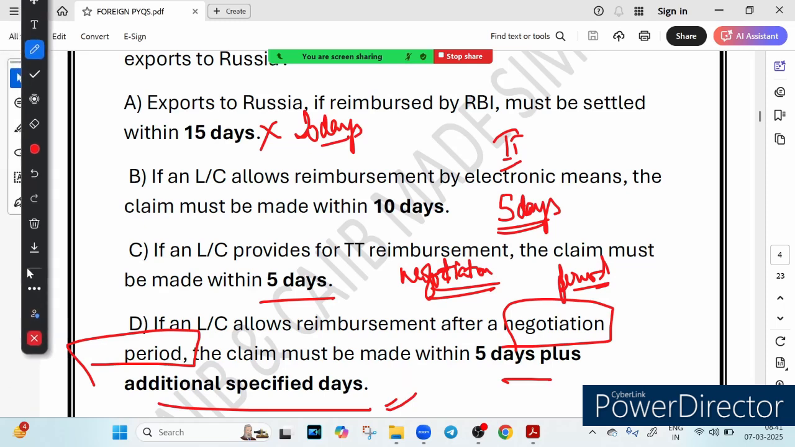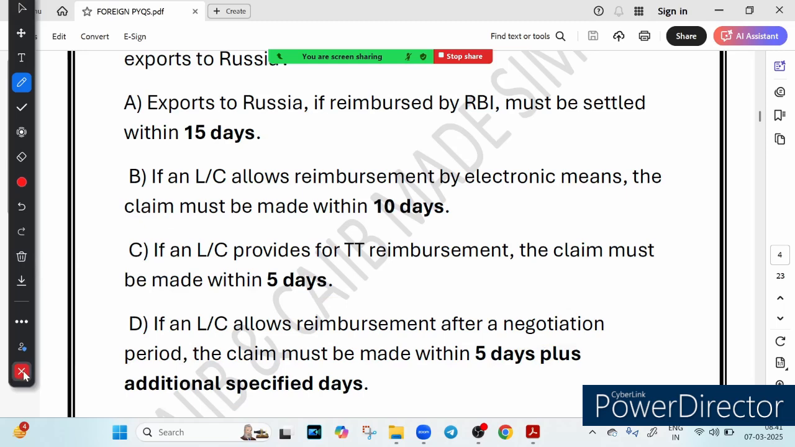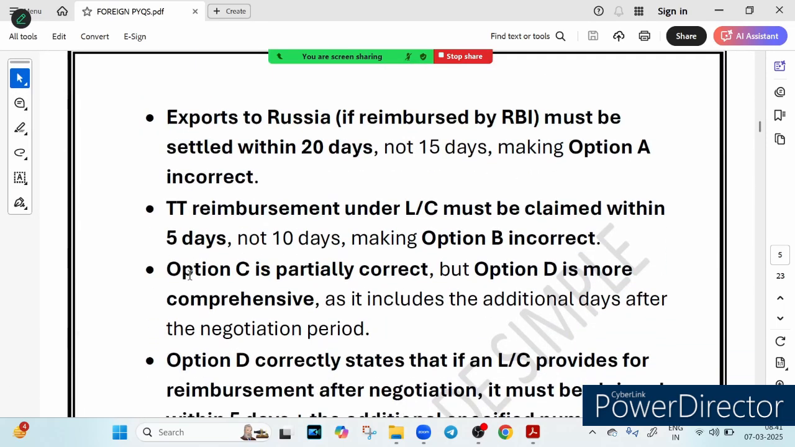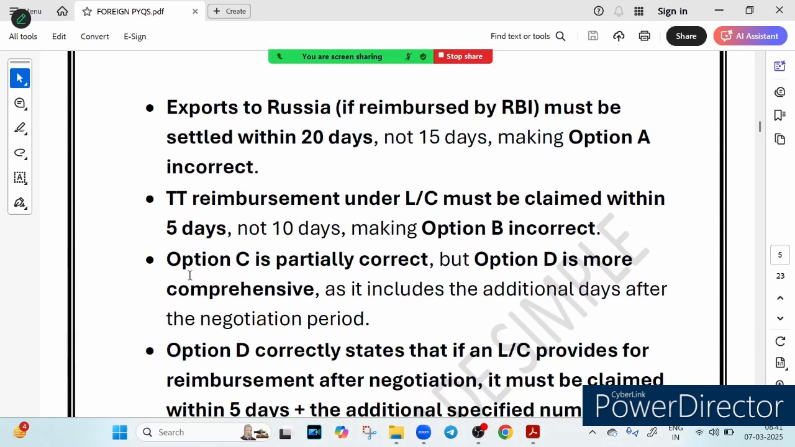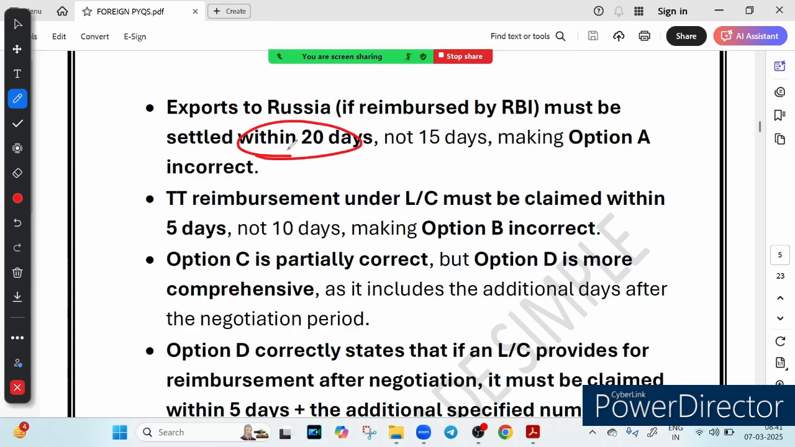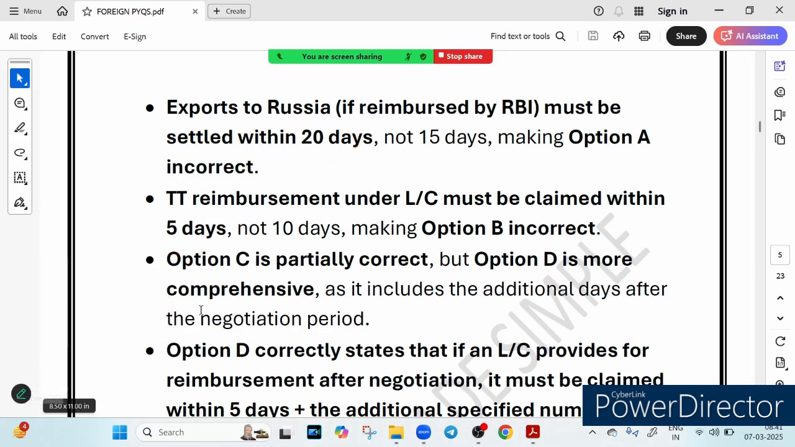So what we learned from this question, let me summarize the facts a little bit. This is the explanation part. Our learning is that reimbursement for export to Russia via RBI must follow a timeline of 20 days, right? This is the first point. The second point is that a reimbursement claim via TT or electronic means must generally be made within 5 days. And the third point is that if there is a negotiation period in an LC, letter of credit, you add those extra specified days to the 5-day timeline, right? So remember these 3 points, super important, right?